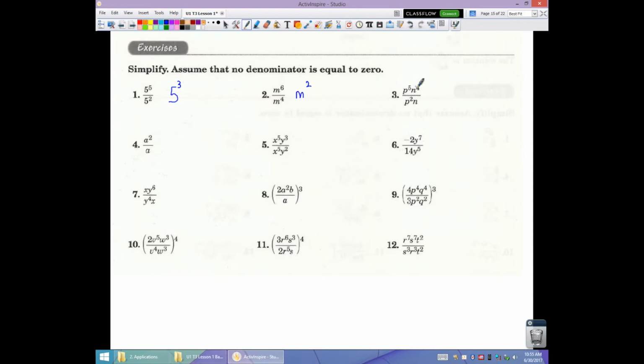Here, now we have 2 powers in the numerator, 2 powers in the denominator. But I'm going to simplify them one at a time. The p's, p to the 5th over p squared, is p to the 3rd. And then n to the 4th over n to the 1st is n to the 3rd. Number 4, a squared over a to the 1st is a to the 1st, or just a.